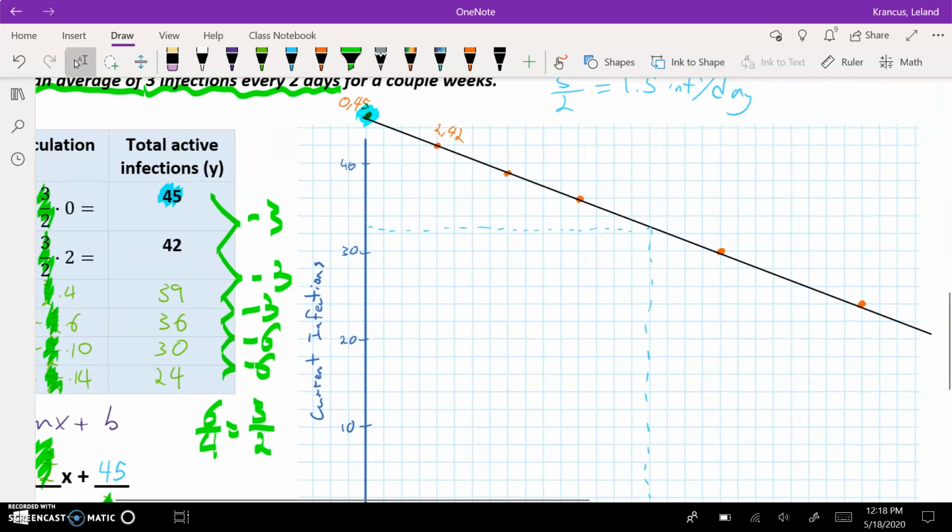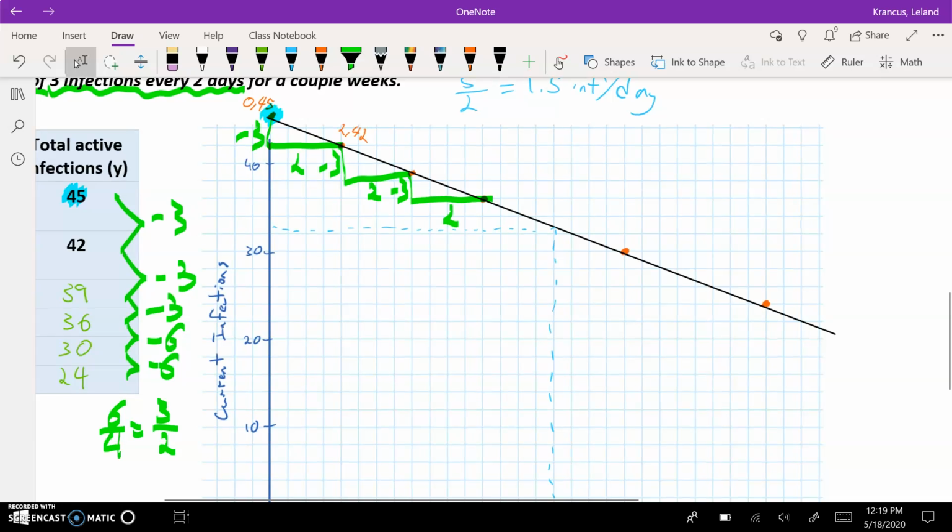That slope also shows up in our graph as that stair step between points. So whether you're looking at these stair steps here, so that's going down, going by 2 days each time, my infections are dropping by 3. Or if my points are farther apart, but still on that same line, I'm looking at 4 days, during which the infections went down by 6. So remember, an equivalent ratio to negative 3 over 2 is negative 6 over 4.